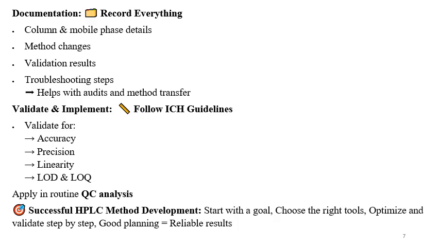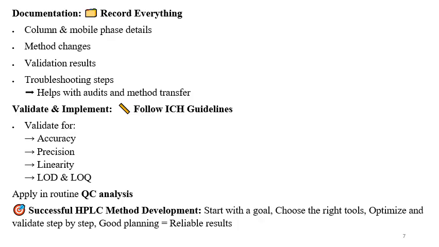Then comes the documentation. Document everything performed: column and mobile phase details, method changes, validation results, and what type of troubleshooting was done. Troubleshooting steps are required to be documented clearly. It helps in audits and method transfers. Whenever you have a problem, write it down and how you solved it, so that whenever you are transferring the method, this will help you.